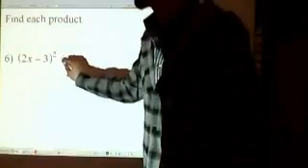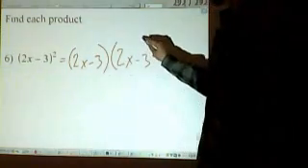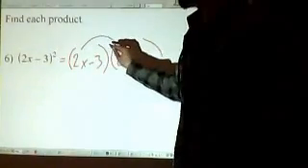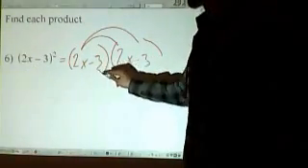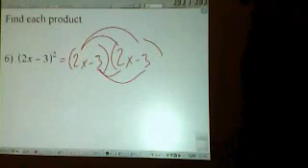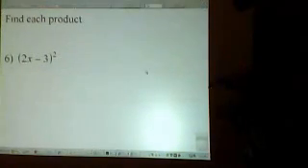For this problem, I'm not going to multiply it all out, but I'll show you what to do. You would do 2x minus 3 times 2x minus 3, and then do your FOIL. This times that, this times this, and this times that, and combine all your like terms, okay?